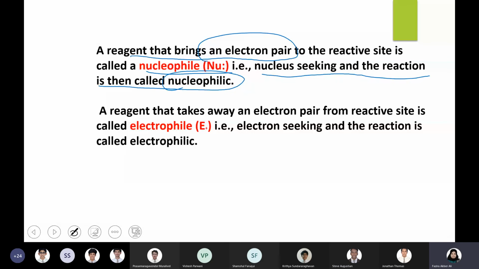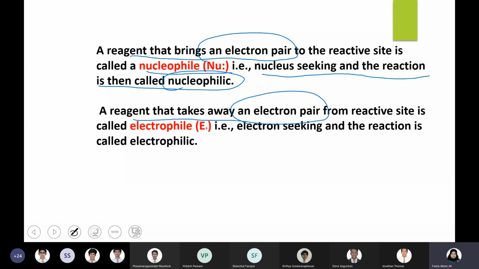Similarly, for an electrophile, the case is entirely opposite. Electrophile means electron loving, electron seeking. They look for an electron, meaning they themselves are positive, or you can say they are electron deficient compounds, because they are either positive or they have electron deficiency in them. So due to which they are looking for an electron. They are defined as a reagent that takes away an electron pair from the reactive site.